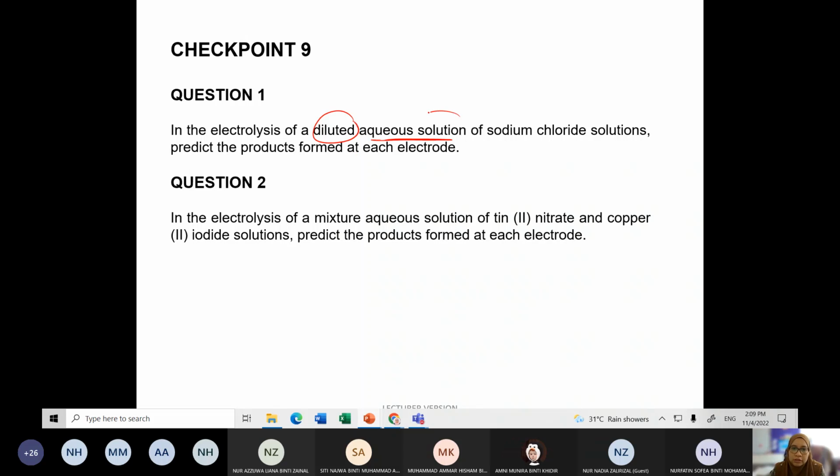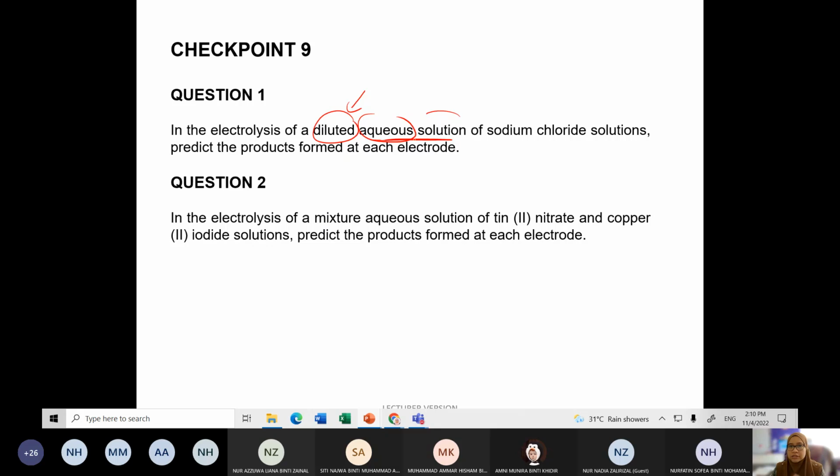Okay, so the word aqueous here means we have water in the solution. Water is the solvent. And the term diluted shows that the amount of water in the solution is large compared to the solute. Okay, so the amount of water is a lot compared to the solute. Maksudnya dia cair lah, diluted. Of sodium chloride solution, predict the product formed at each electrode. Okay, so maksudnya ada water dekat situ.